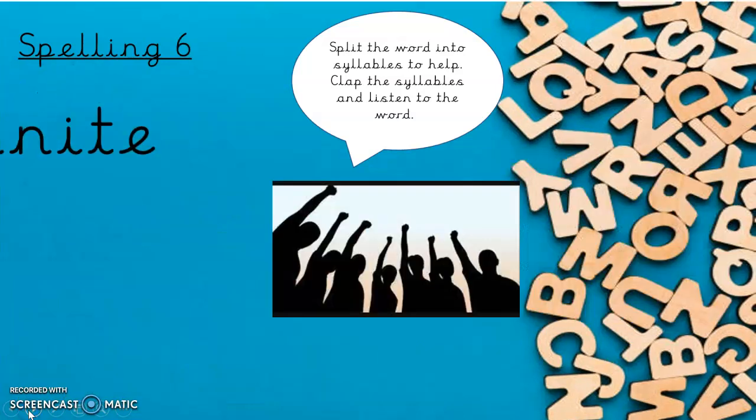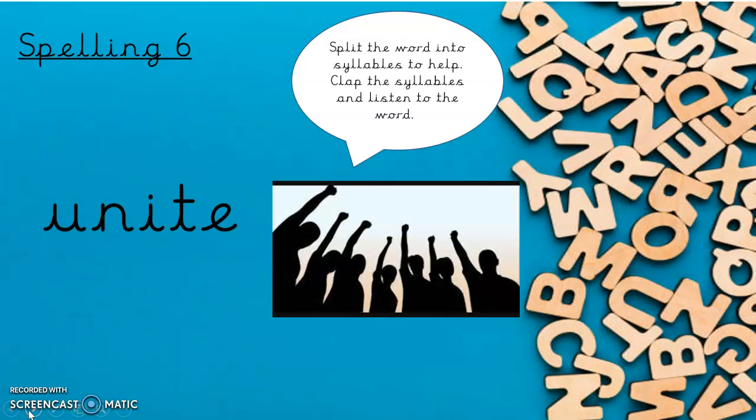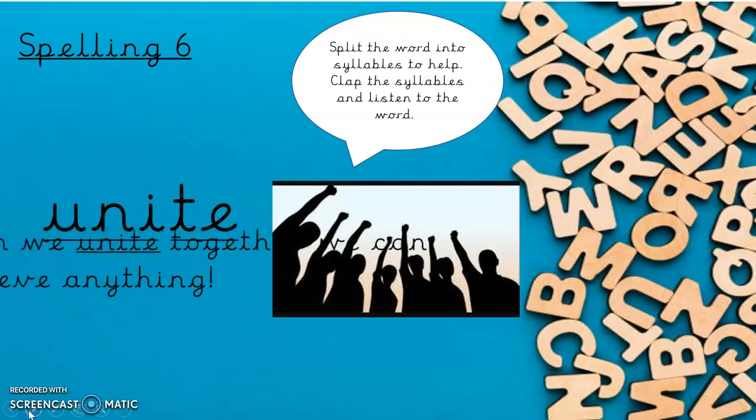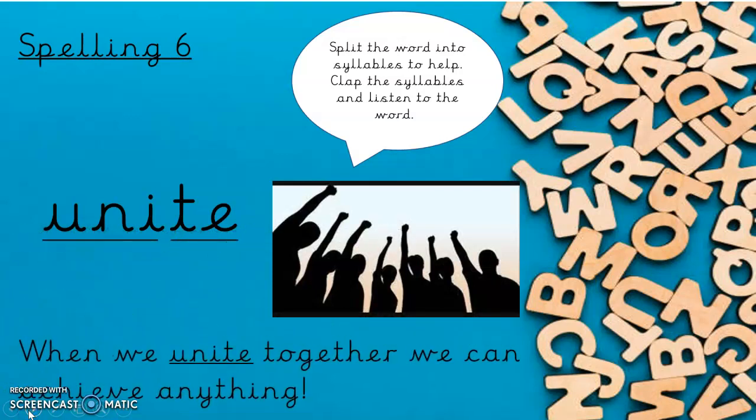Our last one, spelling six, unite. So we've got the unite, E. So just remember that E on the end. When we unite together, we can achieve anything. Unite.